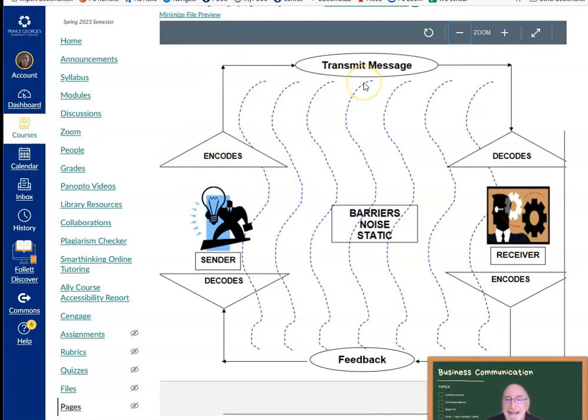The sender then selects a channel and a medium and transmits the message. A channel, somewhat different than what the book says, is simply verbal or nonverbal. Verbal is written or spoken, nonverbal without words. The medium would be the form of the message, such as a memo or a letter, or a phone call, or a nod of the head, or some other gesture.